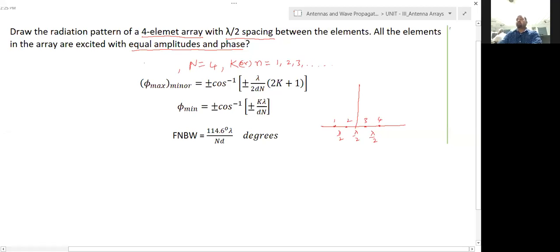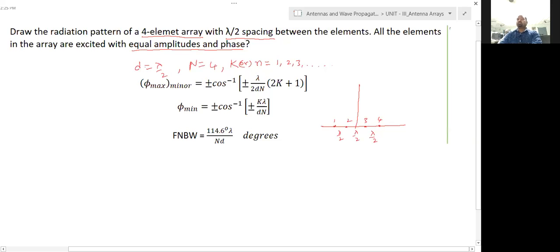Right? And d is equal to lambda by 2. So this is the given data we have. Small d means spacing between the elements, and capital N stands for the number of elements in the array, and K or small n is the natural numbers, 1, 2, 3, and so on, right?